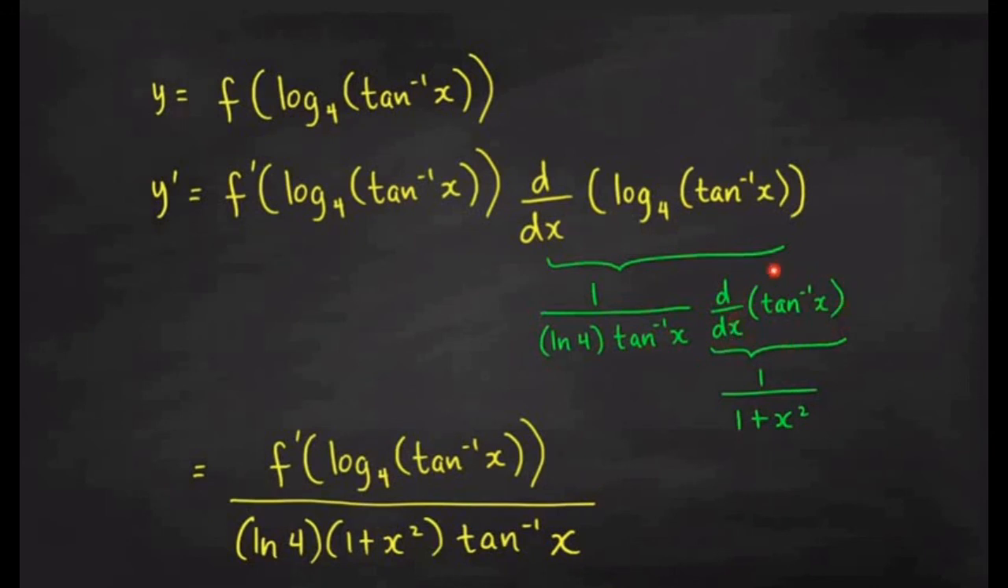And we also have a formula for the derivative of tangent inverse x, which is equal to 1 over 1 plus x squared. So therefore we can write our answer as f prime: this expression times 1, so it is equal to the expression divided by ln 4 times 1 plus x squared times tangent inverse of x.